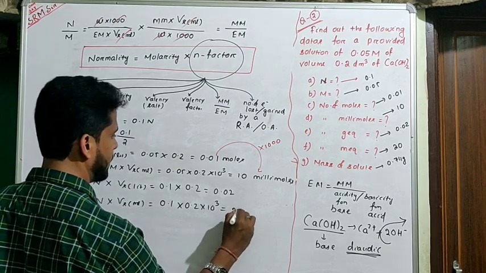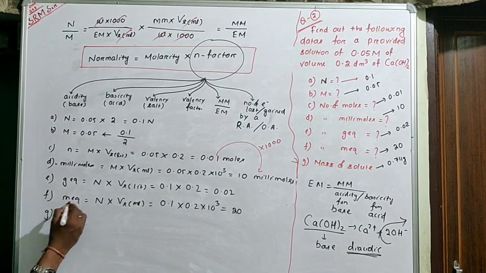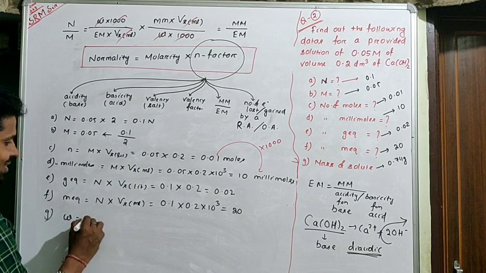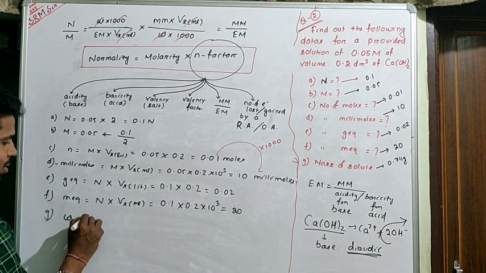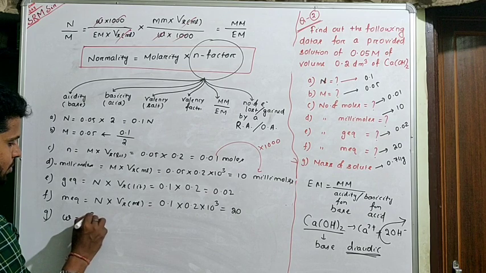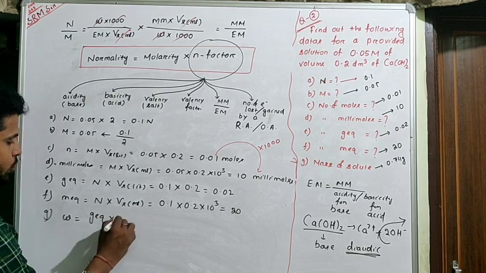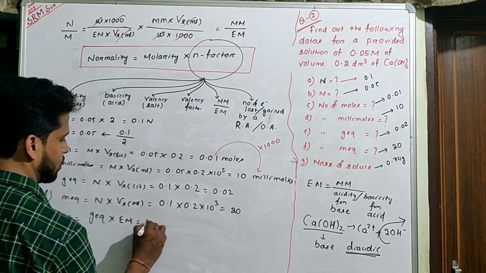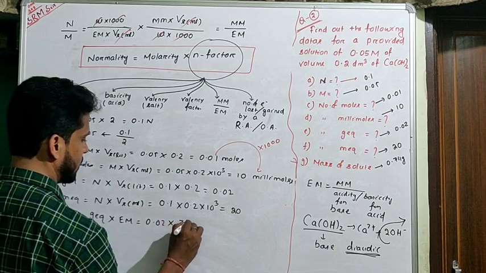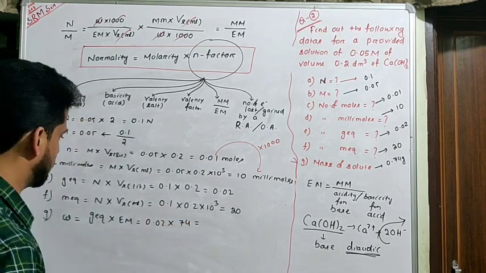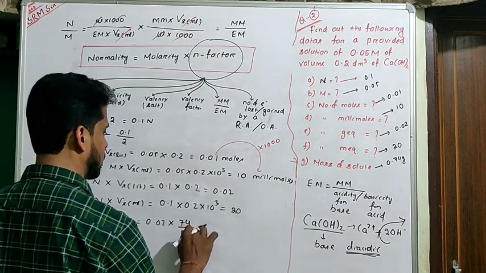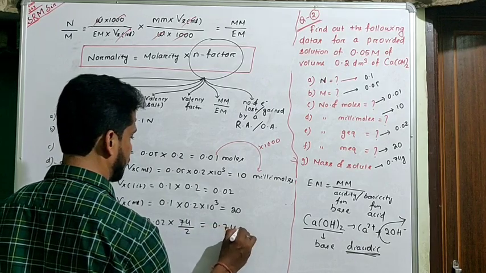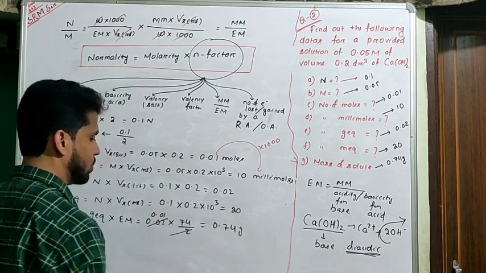That means milliequivalents is 20 milliequivalents. And G, the mass of the solute, small w, is the gram equivalent into the equivalent mass. The gram equivalent is 0.02 into the equivalent mass 74 by 2. That means 0.74 gram. Okay.